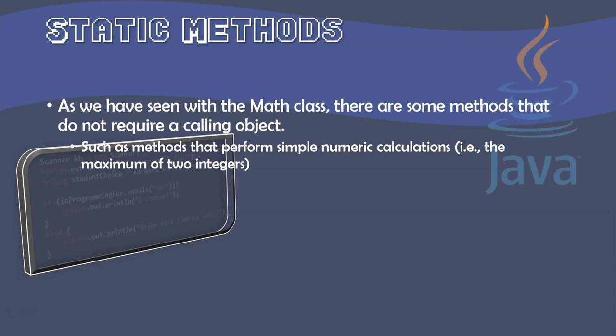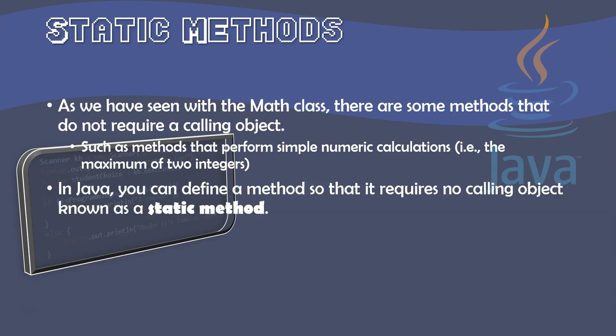With static methods, we have seen these already. Particularly when we looked at the Math class, we saw some examples of methods that didn't require us to create a calling object. We didn't have to say a Math object equals new Math, right? We simply said Math dot, right? These are methods that typically do simple numeric calculations, such as the maximum of two integers.